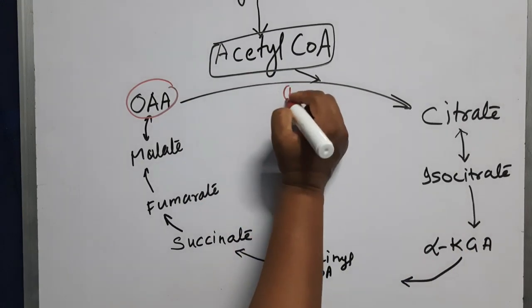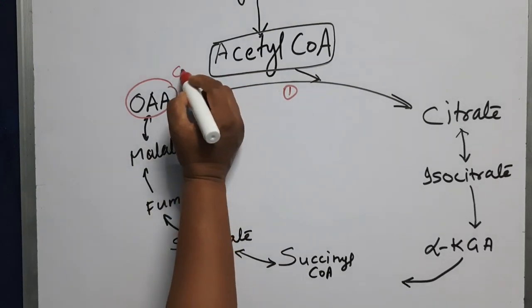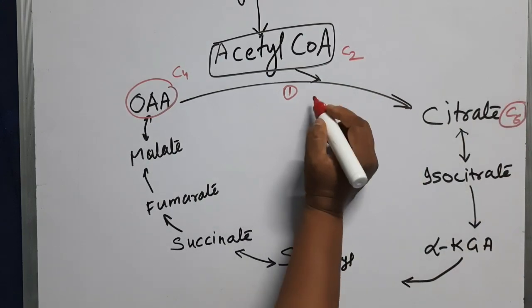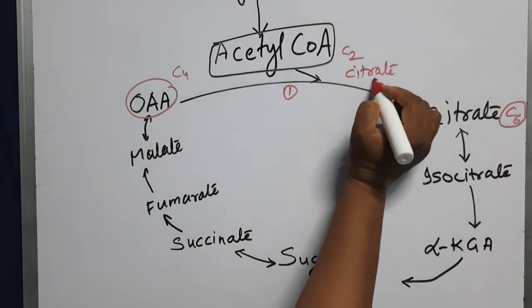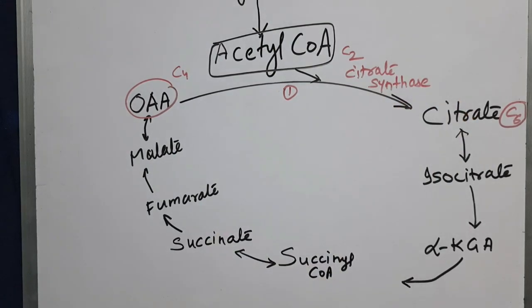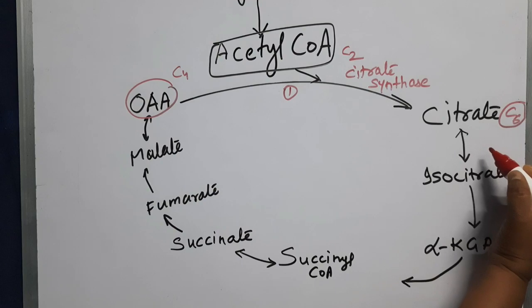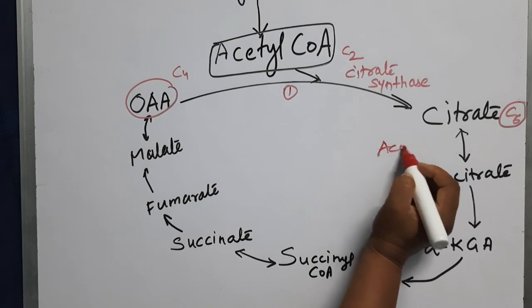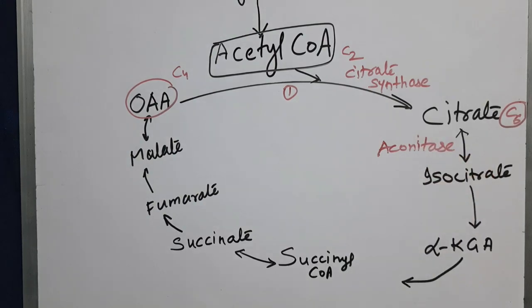This is our first step, where oxaloacetate and acetyl-CoA condense. This has 4 carbons, this has 2 carbons. So 4 plus 2, 6-carbon citrate is formed. The enzyme here is called citrate synthase, because we are synthesizing citrate. Next, this citrate molecule will be isomerized to isocitrate. There will be one dehydration followed by a hydration reaction, done by the enzyme aconitase. This is our second enzyme of the TCA cycle.